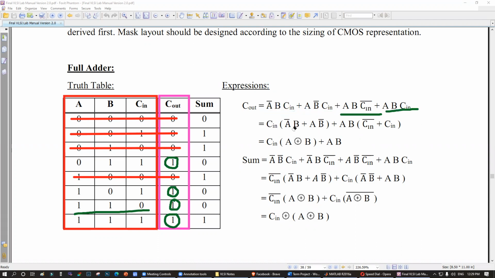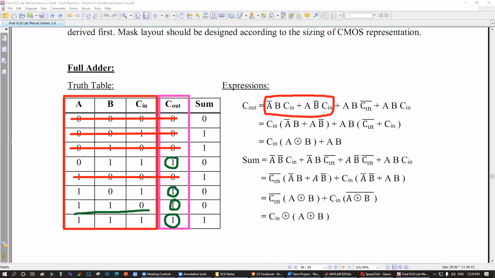From there, we will take some common. We will try to make it smaller. How can we do that? From these two, can you take C in common? Yes, sir. Okay, I am taking C in common. So what you have? A bar B, A B bar, right?